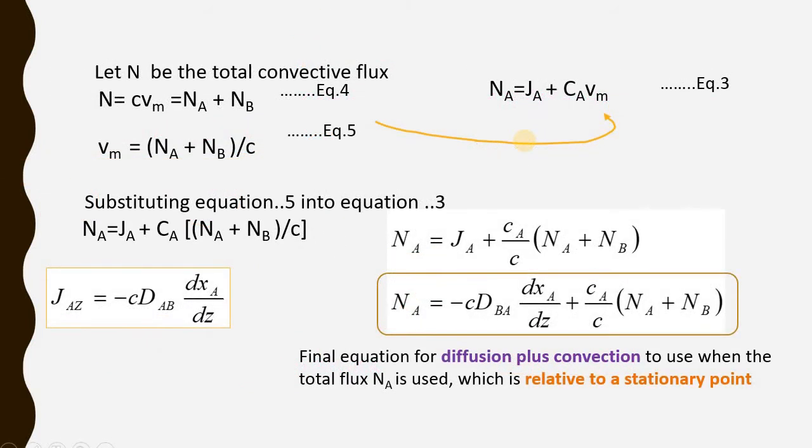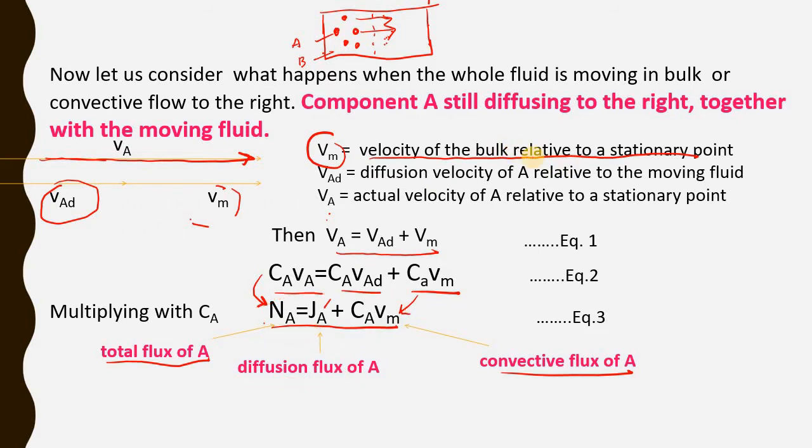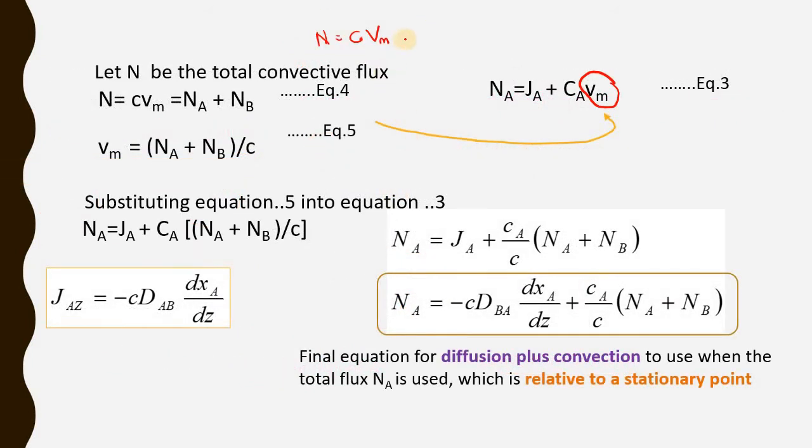Okay, so for the equation, we will replace Vm with another equation. Let N be the total convective flux. So N will be equal to the total concentration multiplied by the velocity of the bulk fluid. When we talk about total convective flux, it is also equal to the total flux of species A and the total flux of species B or component B.